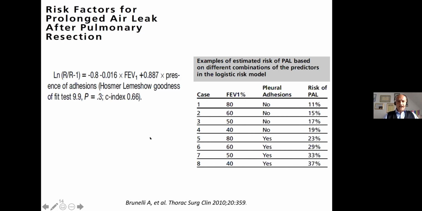Whether this will be applicable to minimally invasive patients remains to be demonstrated, especially in relation to the pleural adhesion, because now it is probably less blind to dissect adhesions compared to the open approach, using the camera and energy devices.